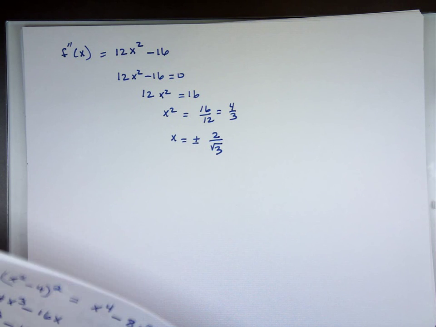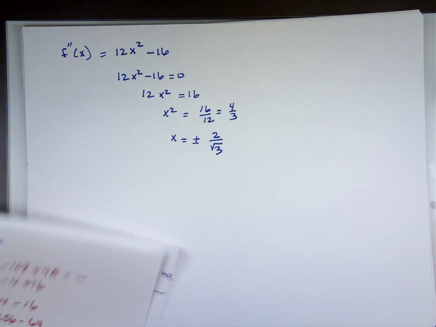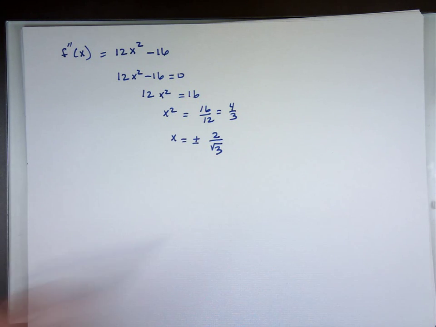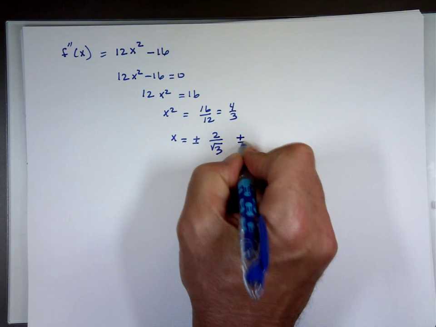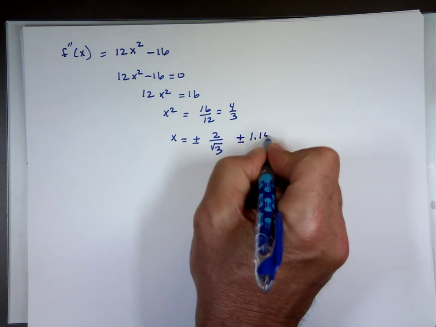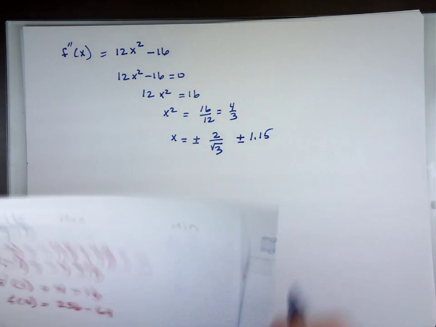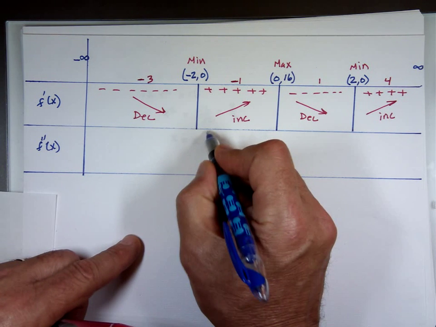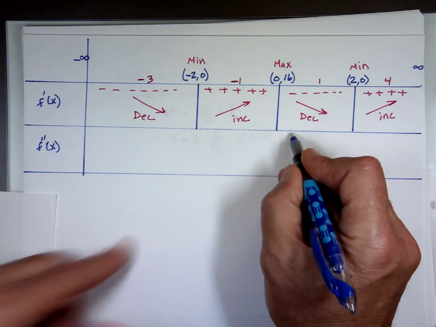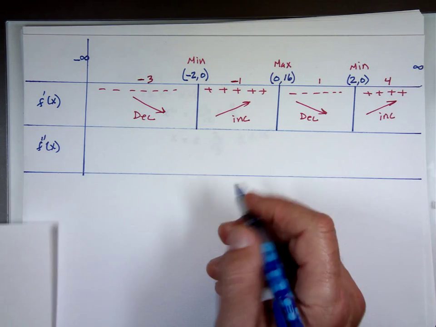So we have two values for the second derivative. Curiosity, what these numbers are. What is the square root of 3? 1.7? So 2 divided by 1.732, I think. Approximately plus or minus 1.15. So when you put them down there, the minus 1.15 is going to be somewhere here, and the plus 1.15 is right there. That's for the second derivative.